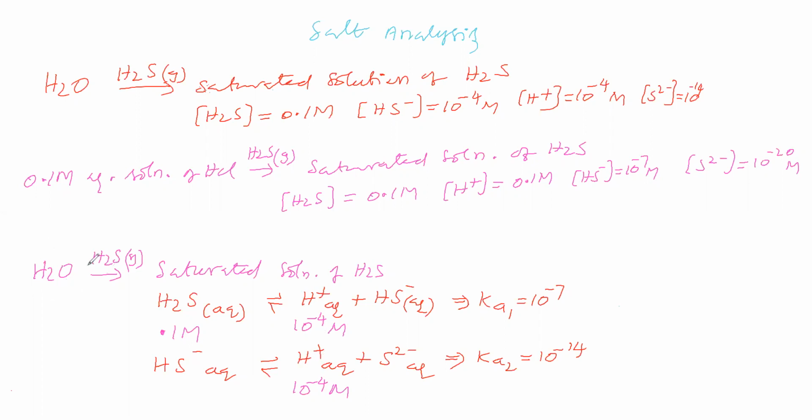See, we have taken water, we passed H2S gas. We got a saturated solution of H2S. In the saturated solution of H2S, two equilibria are possible. One equilibrium is this one, another equilibrium is this one. Now, this H plus, what is the meaning of this? It is the concentration of H plus at equilibrium in the saturated solution. You understand this meaning?